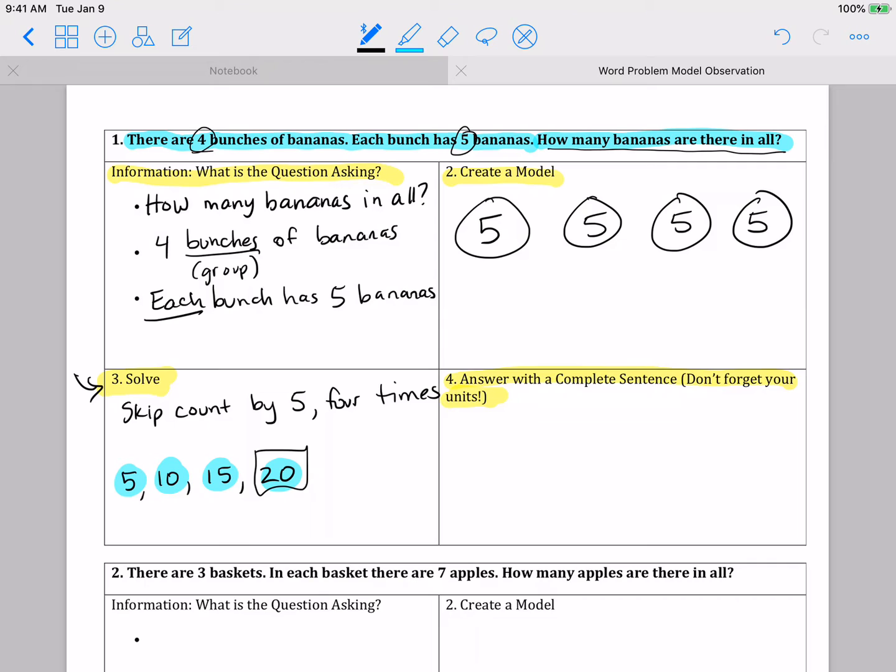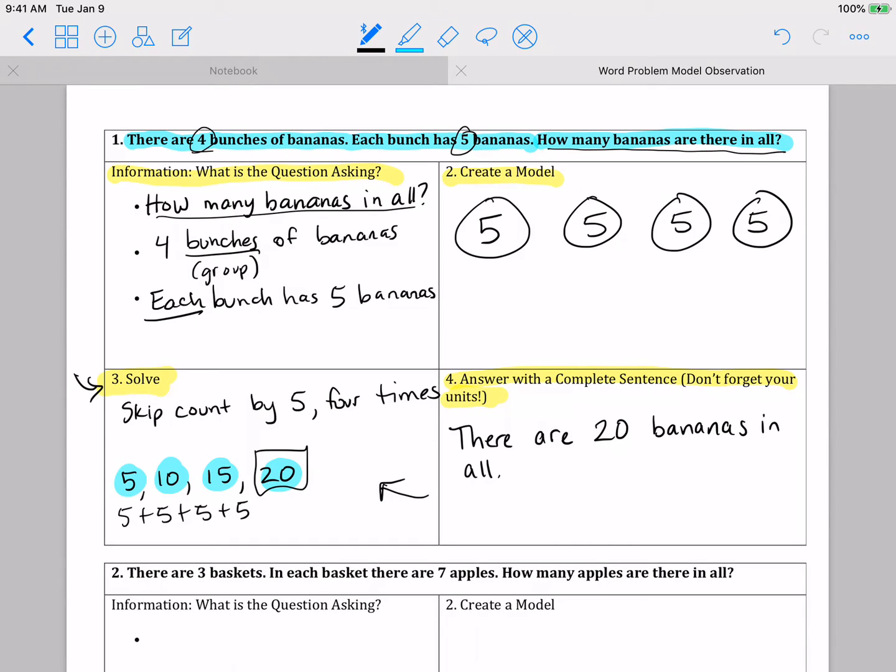Now we're going to answer with a complete sentence. We're going to answer the question, how many bananas in all? There are 20 bananas in all. If you want to show another strategy in 3 to solve, you can, but I really want us to practice the skip counting model or the repeated addition. If you wanted to do 5 plus 5 plus 5 plus 5, you could do that as well.